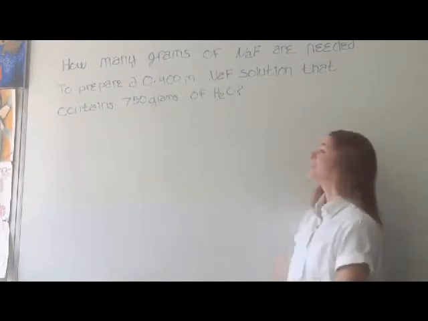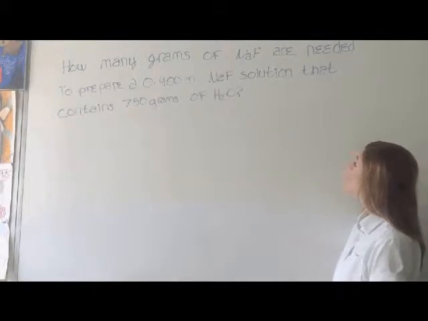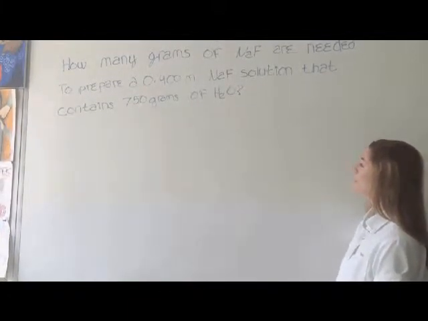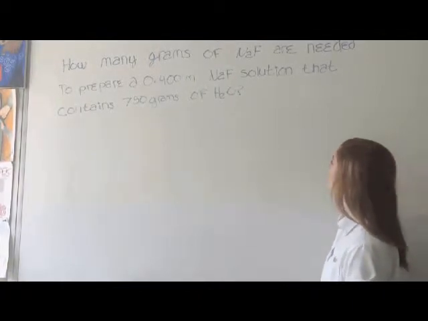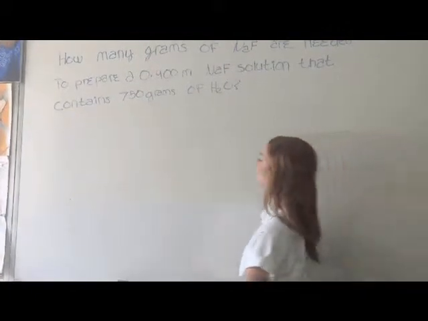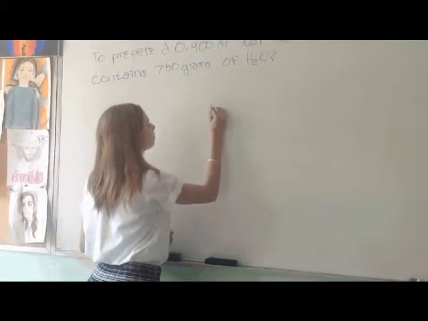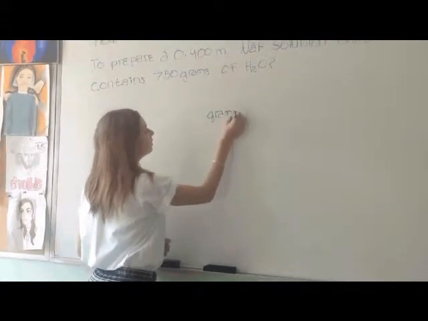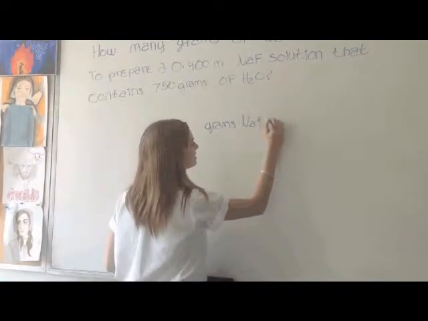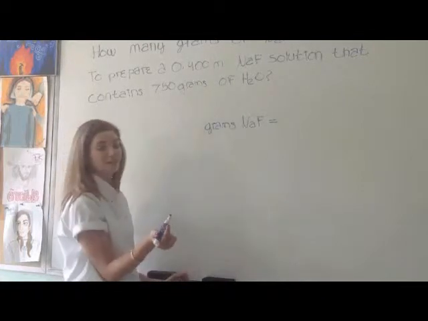Okay, for our second molality problem, we have: how many grams of sodium fluoride are needed to prepare a 0.400 molal NaF solution that contains 750 grams of H2O. First, we start with our unknown, which is grams of NaF. This equals our known, which is given to us as 750 grams.